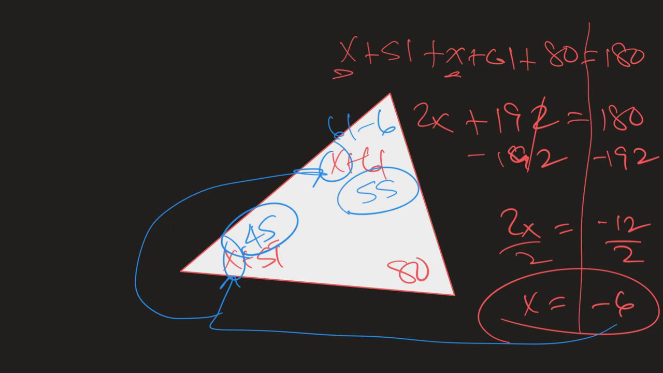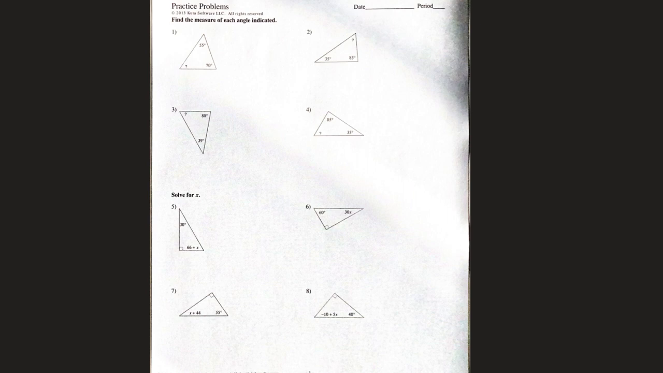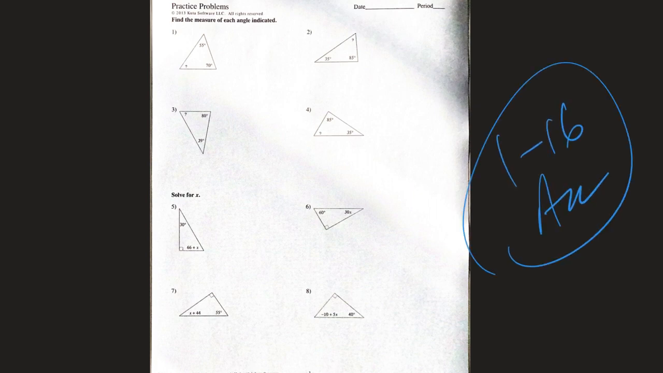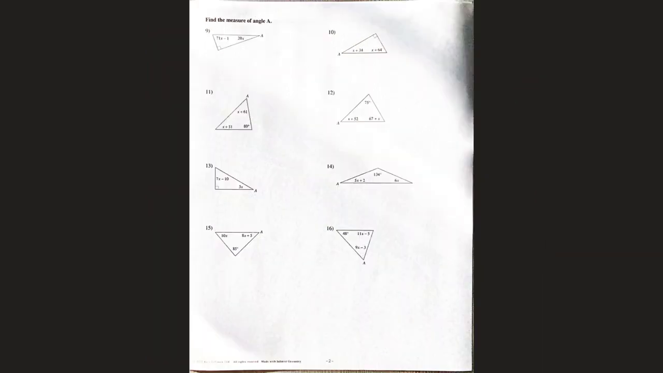What do you think? Can we do it? I think I got you down for 1 through 6. The first part of this should be pretty easy. Just trying to find that third angle. Pretty simple stuff. So 1 to 16 all.